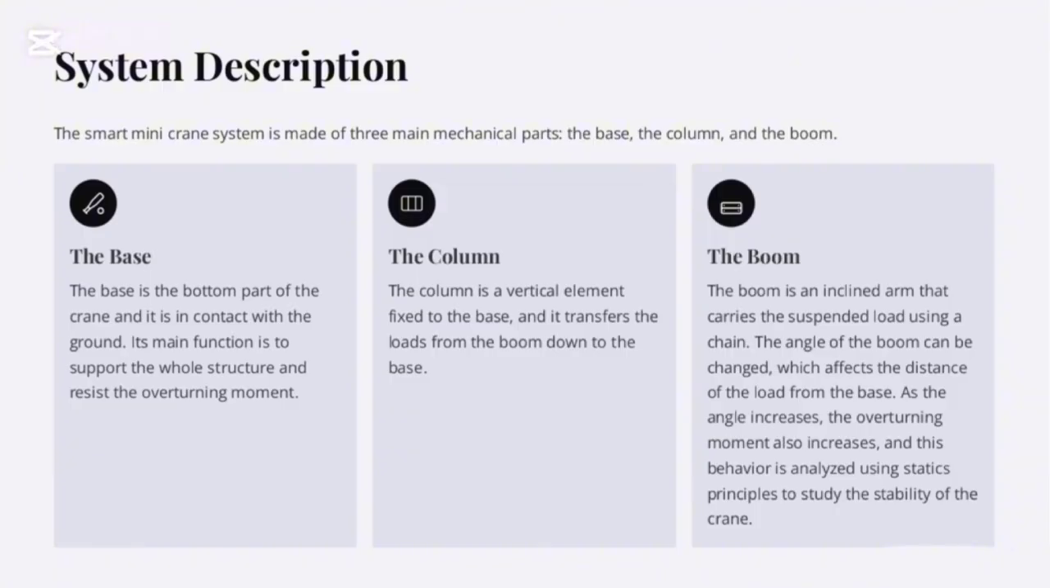The boom. The boom is an enclosed arm that carries the suspended load using a chain. The angle of the boom can be changed, which affects the distance of the load from the base. As the angle increases, the overturning moment also increases, and this behavior is analyzed using static principles to study the stability of the crane.